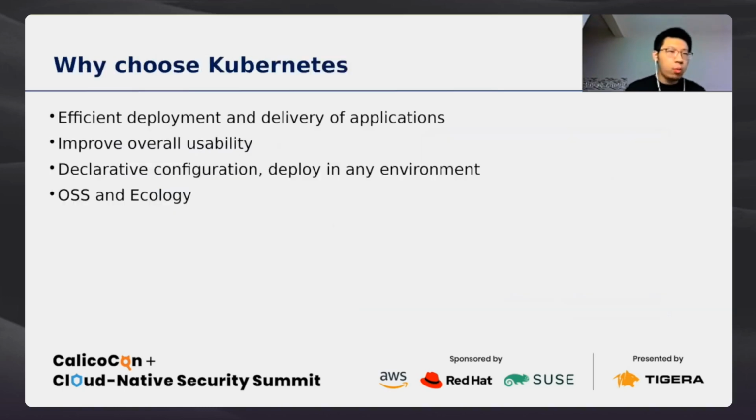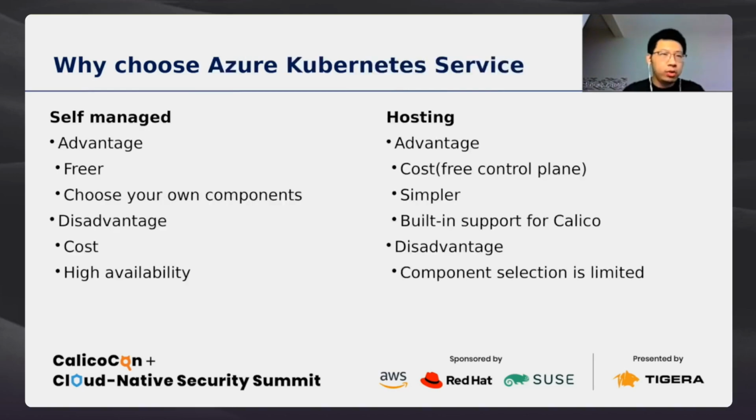Let me introduce why we choose Kubernetes. Everyone already knows the advantages of Kubernetes, so I won't introduce them too much. We choose Kubernetes mainly to deploy and deliver applications more effectively and improve overall usability. Configurations can be quickly deployed in any Kubernetes environment. Also, API7 Cloud will run on multiple cloud providers.